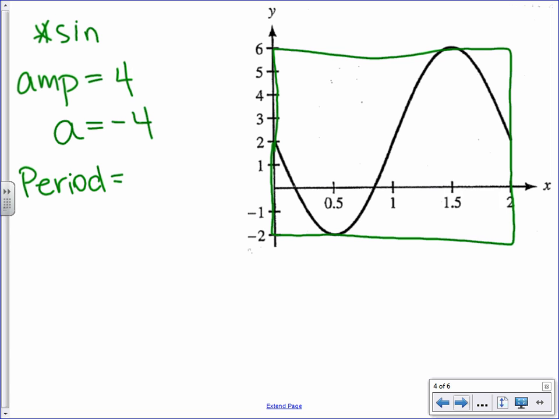Our period: our graph begins at x is 0 and ends at x is 2. How long is the period? 2. Which means 2 pi divided by b needs to equal 2. Cross multiply. What is b?